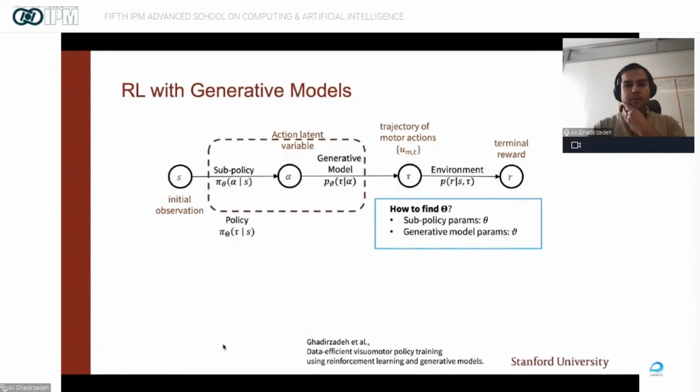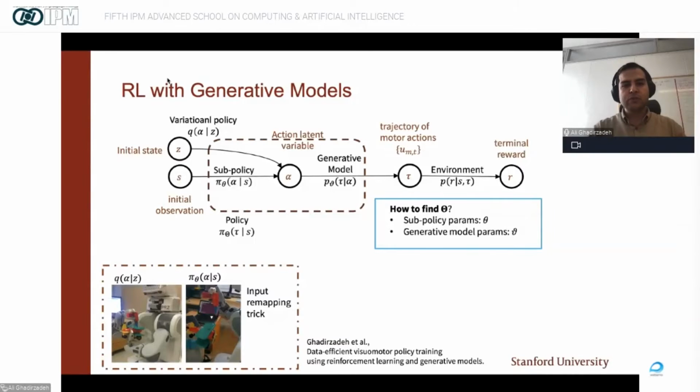Okay, then the question is how to train the deep policy now. There are two components, as I said before: the generative model and the sub-policy. Therefore, we have two sets of parameters, the parameters for the generative model and the parameters for the sub-policy. How do we train them? Let's start with the sub-policy first.